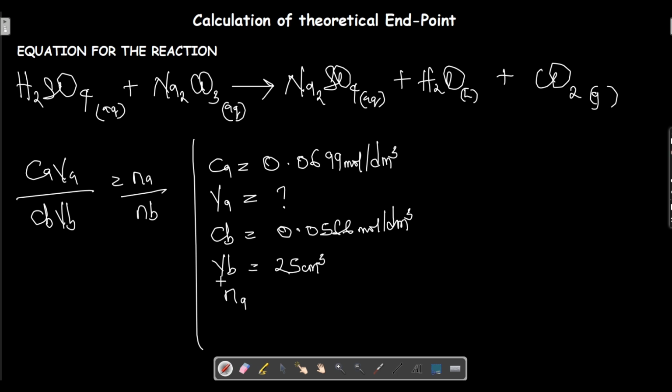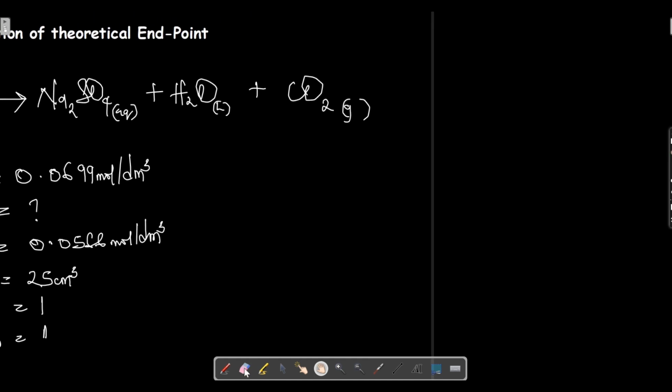The Na is the number of moles of acid. The number of moles of acid here is 1. We have just one molecule of tetraoxosulphate acid, which is 1, and also Nb, which is your basic salt here, is also 1 mole, so we have it as 1. All right, now we'll go further to substitute this into the equation.